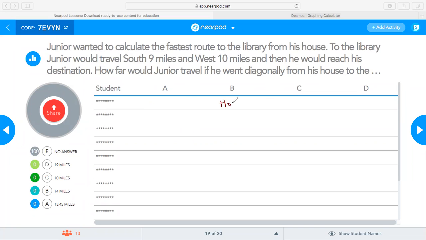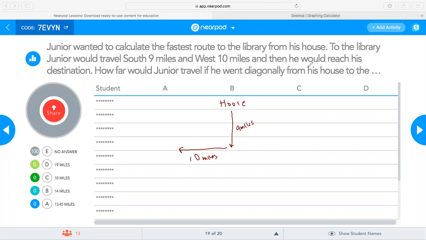Here's his house. To the library, Junior would travel south 9 miles. Do y'all remember what direction south is? Straight down, right? So straight down, I'm going 9 miles. And west, 10 miles. Which direction is west? To the left? Yes, to the left. So I would be traveling straight to the left, 10 miles.